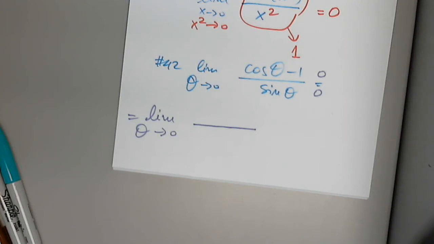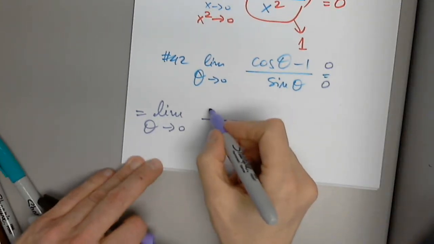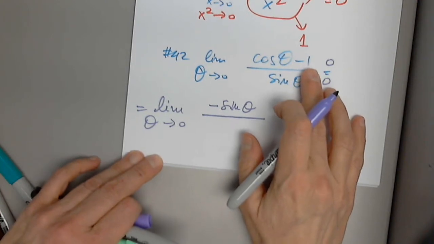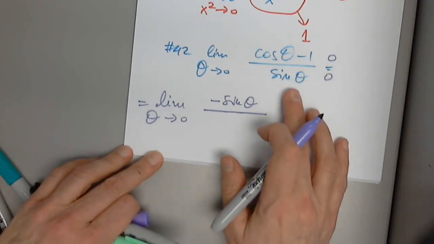What is the cosine prime? What does cosine prime equal to? Negative sine. Excellent. What is the derivative of negative 1? 0. Perfect. What is the derivative of sine?